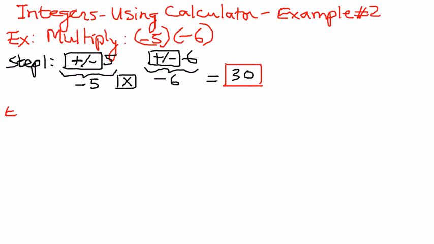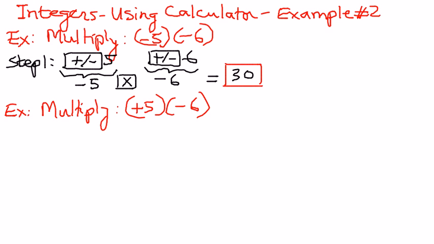Let's look at another example. This time, let's say we want to multiply two numbers, positive 5 times -6. So in here, the way we want to enter it on the calculator is first enter the number 5 as is, then enter the multiplication sign which looks like an X, and then enter for -6, enter the positive negative button and then enter the number 6.